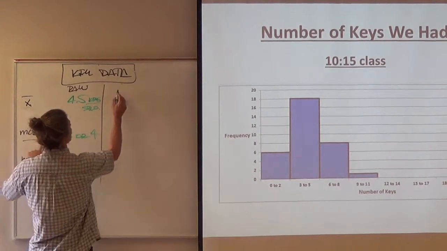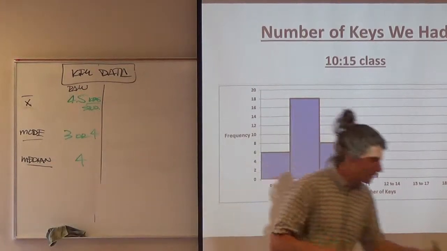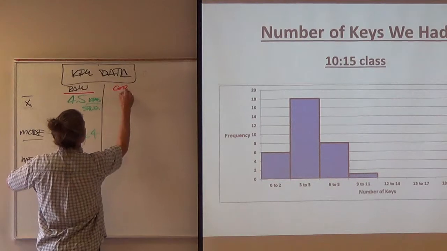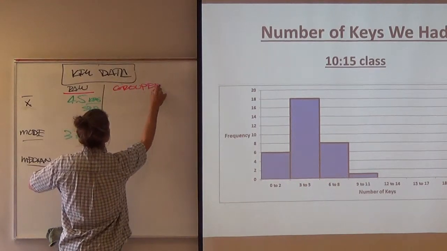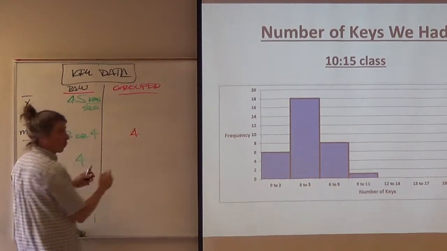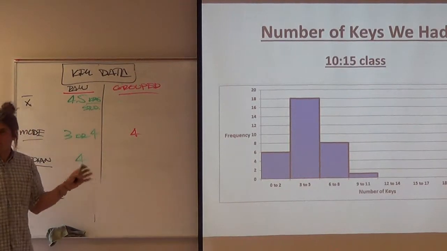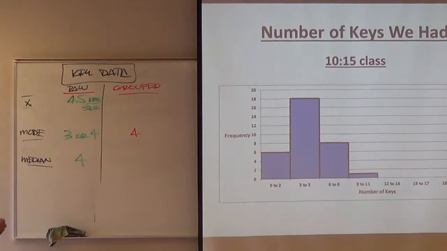So for the mode, I'm going to call this grouped data, if that's okay with you guys. Grouped data. So raw data and grouped data. The mode is 4. Well, look at that. That's not bad. When we had the raw data, we said it was 3 or 4. We lost the multiple occurrences of the 3, but whatever. That's not so bad. Can we find the median from this?